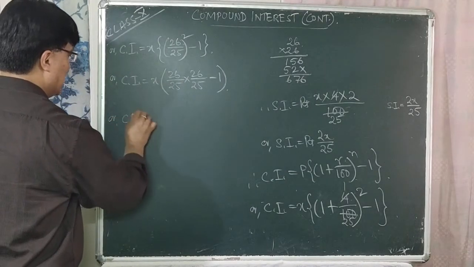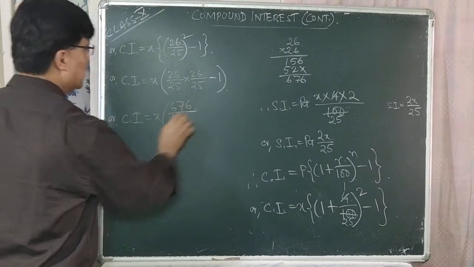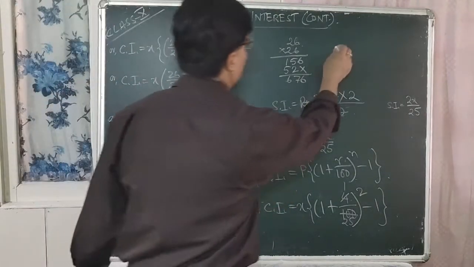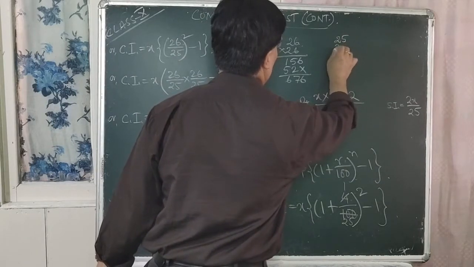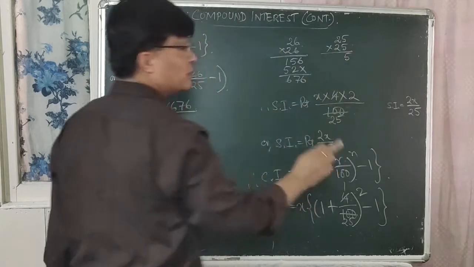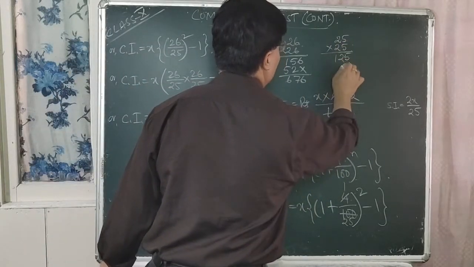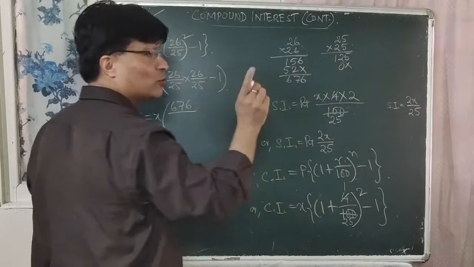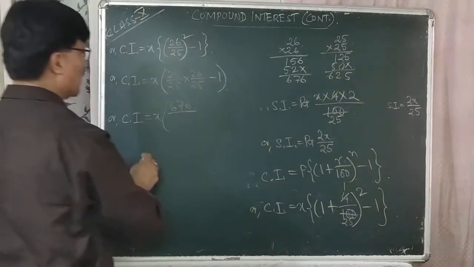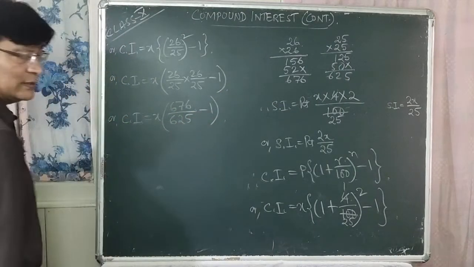CI is equal to x within bracket 676 divided by, what is 25 multiplied by 25? So you can write here 25 into 25. 5 5s are 25, 5 2s are 10 plus 2, 12. Again 2 5s are 10, 0, 1 is there, 2 2s are 4 plus 1 is 5. So it is 625. So it is 625 minus 1.